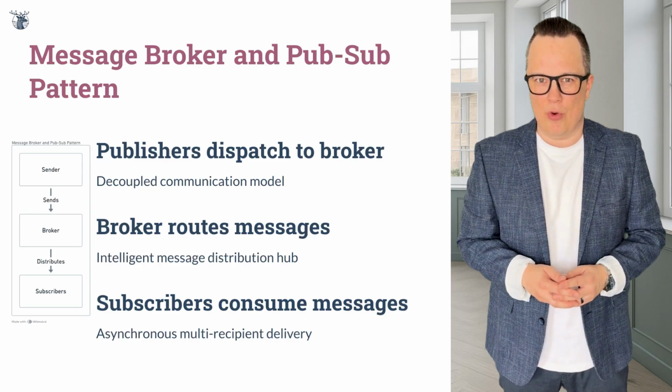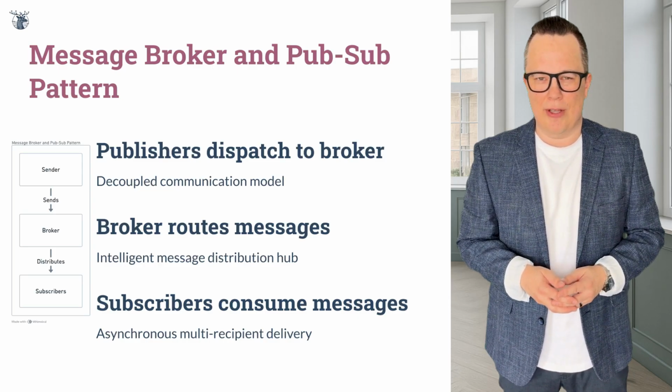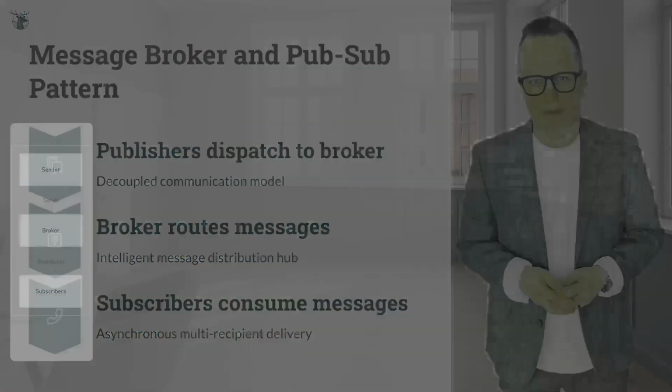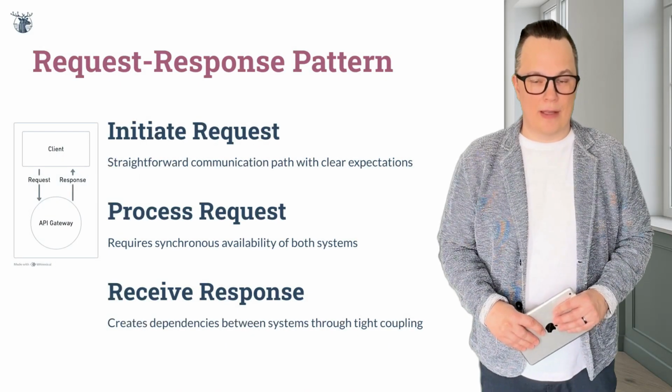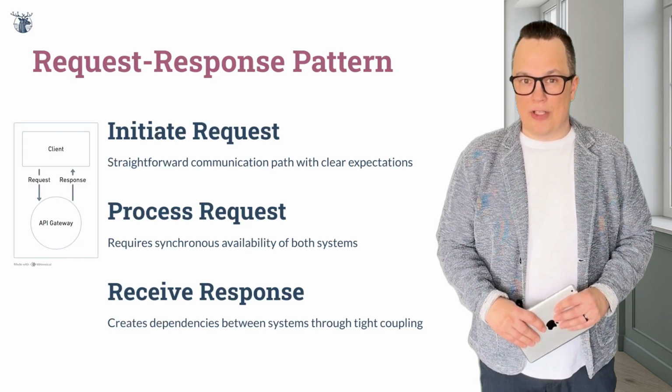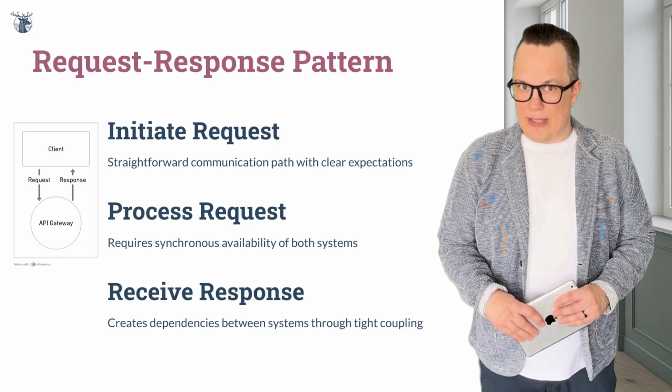Now just remember the core idea. Pub-sub removes direct connections and makes integrations more scalable and reliable. Now let's look at a very familiar pattern: request response. This is probably the most common communication model in software, especially in web services and APIs.